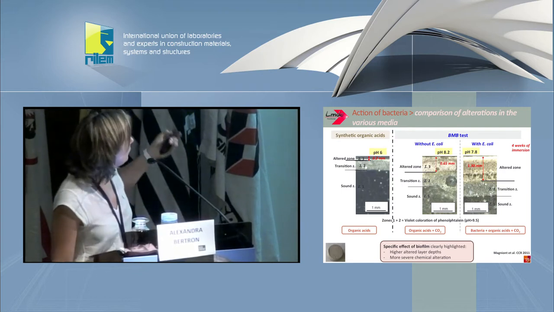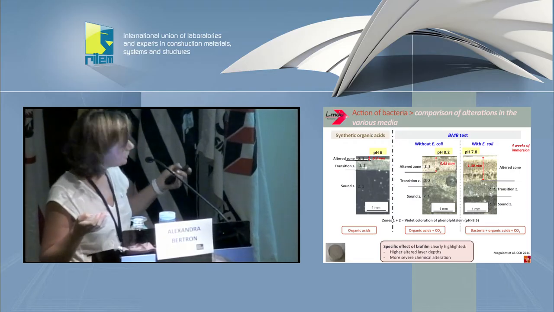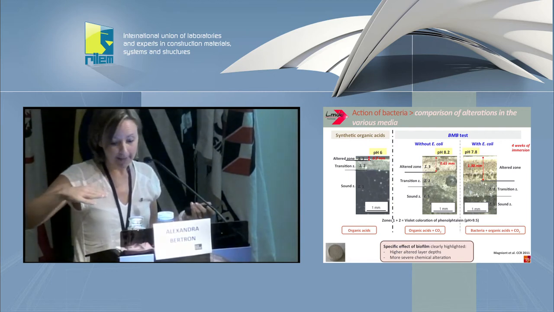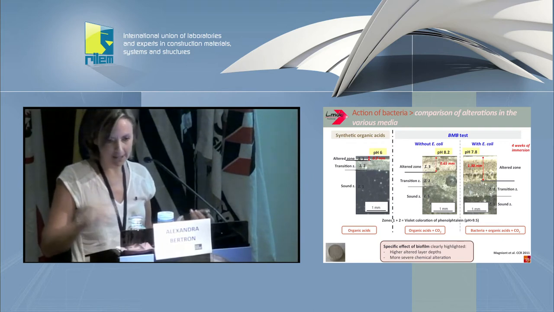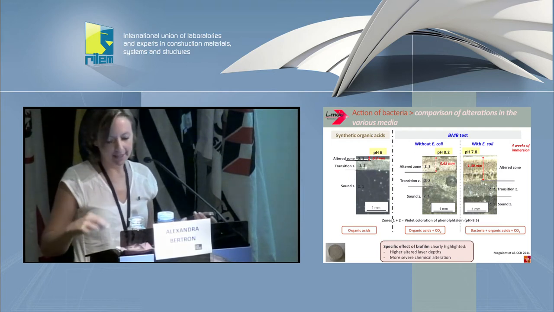And when we have made the same experiment with only the organic acid part of the medium, we can see that we have even lower degraded layer depth. So this example clearly shows what the problem actually is. Here at the surface of the specimen, bacteria have formed a biofilm, and then they produce very locally high concentration of acids, which cause a very aggressive attack to the matrix.